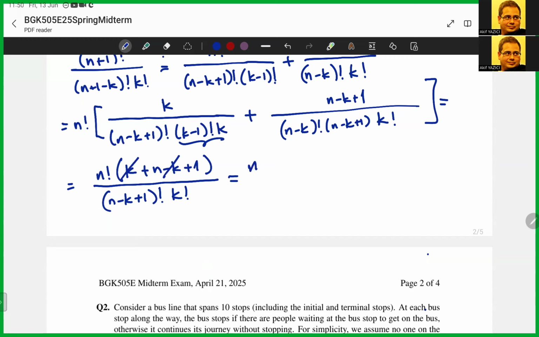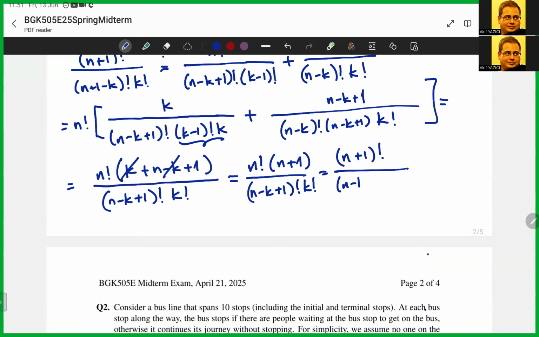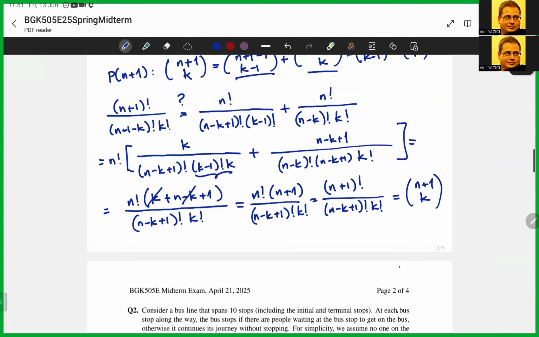So I have n factorial multiplied with n plus 1 over, what do I have in the denominator? N minus k plus 1 factorial k factorial. So this is, in short, n plus 1 factorial over n minus k plus 1 factorial k factorial. And in short, this is n plus 1 choose k. And that is the left-hand side, I believe, here, this here.